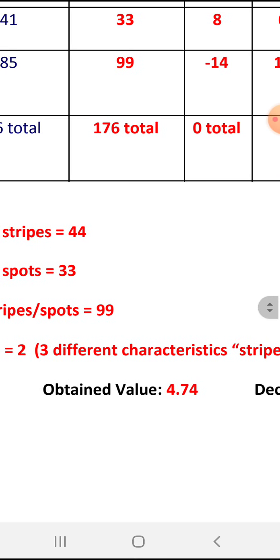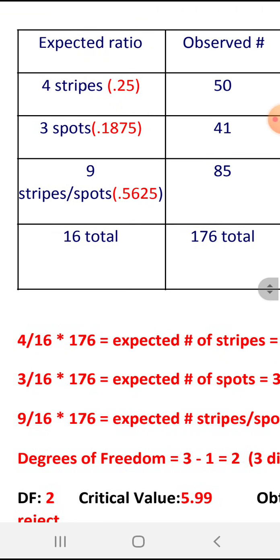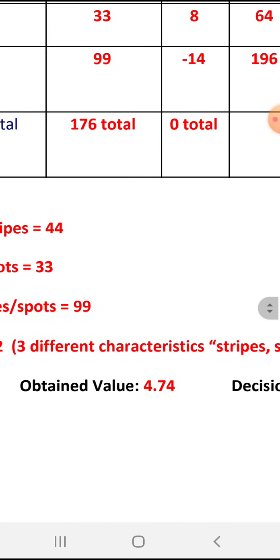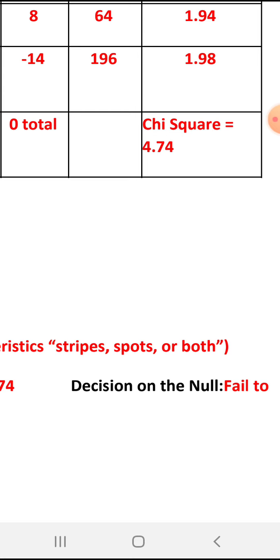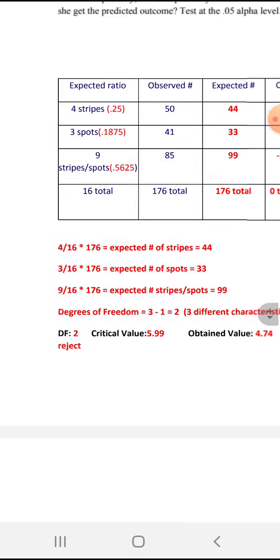Well, our obtained value is 4.74. So, no, she did not get a significant amount of the striped spots and striped spots that she was looking for. So, we are going to fail to reject the null hypothesis. This is chi-squared.